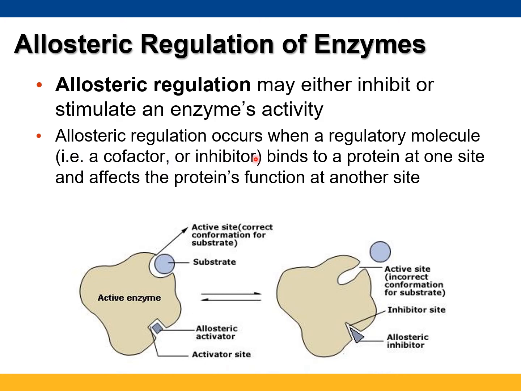So, a cofactor or inhibitor binds a protein at one site and affects the protein's function at another site. And the complexity can go way up right here. We're going to try to keep this as simple as possible. There are multiple sites of regulation on many proteins.